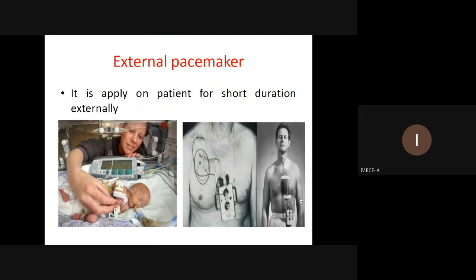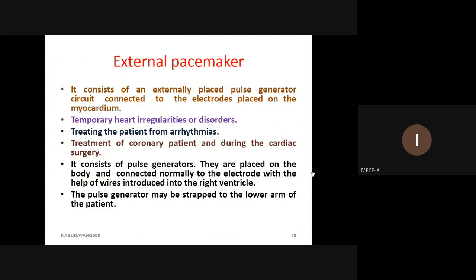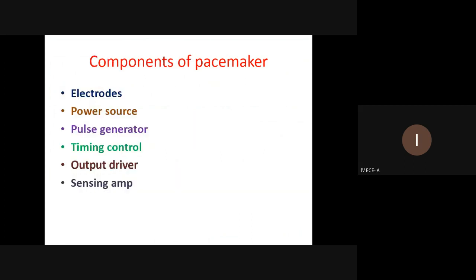Then the external pacemaker is applied on the patient for a short duration externally. So this is the external pacemaker which is placed here in this picture. It consists of an externally placed pulse generator circuit connected to the electrodes placed on the myocardium. It is used for temporary heart irregularities or disorders, treating the patient for arrhythmias, treatment of coronary patients and during cardiac surgery. It consists of pulse generators placed on the body and connected normally to the electrode with the help of wires introduced into the right ventricle. The pulse generator may be strapped to the lower arm of the patient.